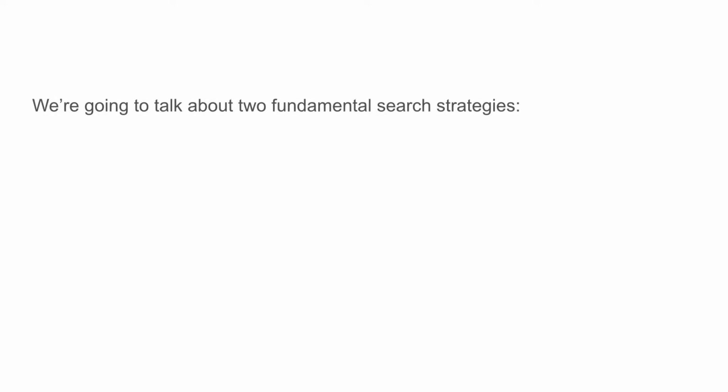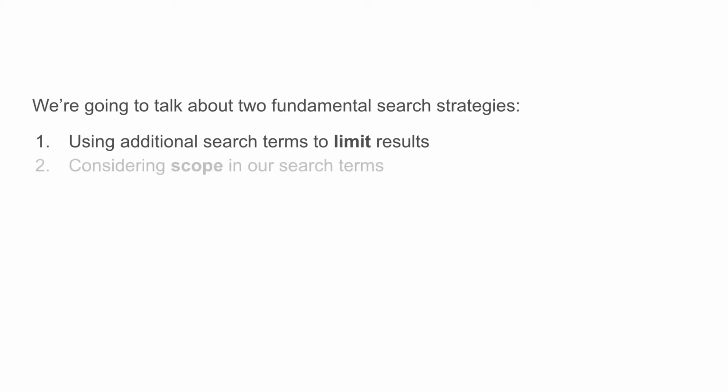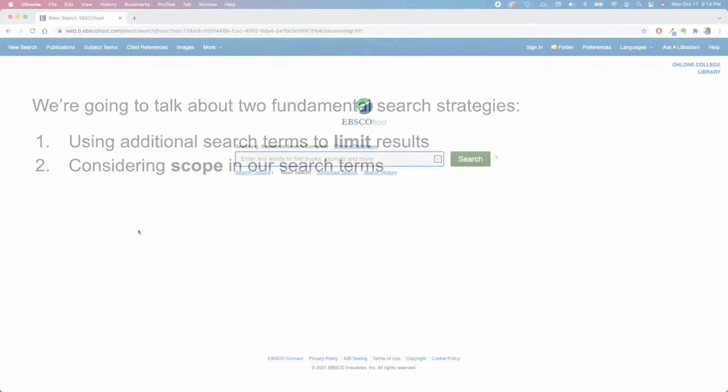Okay, so let's talk about some real basic database search strategies here. Today, we're going to talk really quickly about two fundamental search strategies. The first being how to use additional search terms to help us limit our results, to help us pare down our results to a more manageable number. And the second thing we're going to talk about is how to consider scope within our search terms. And we'll talk a little bit about what scope means in just a second here.